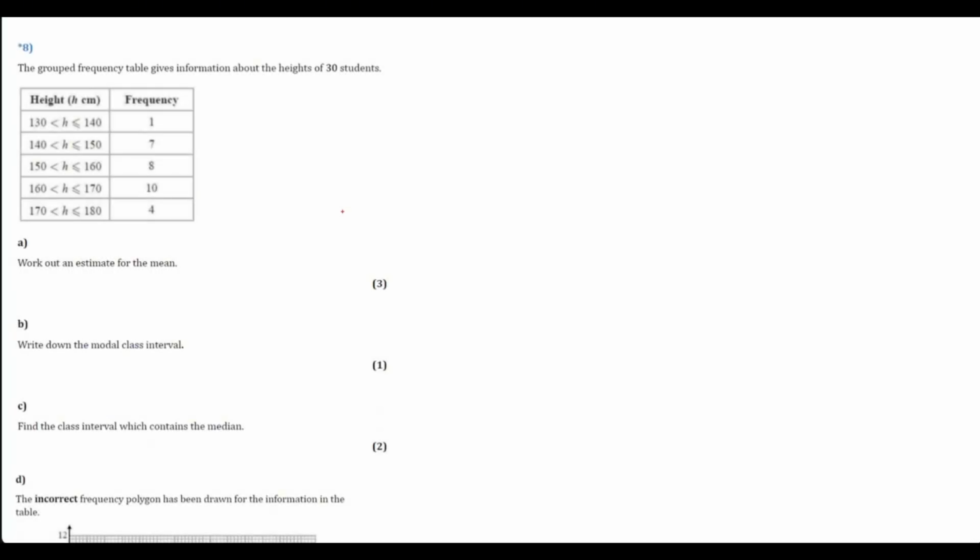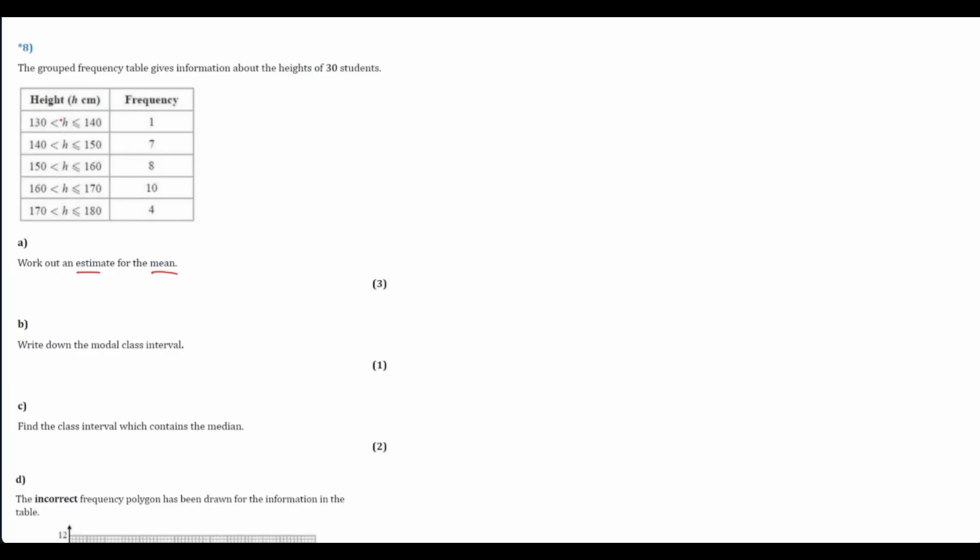Question number 8, calculator question. The group frequency table gives information about the heights of 30 students. Work out an estimate for the mean. So the reason why it's saying estimate is because, for example, if I go in this row here, there are 7 students that have a height between 140 and 150. But it's classified in grouped data. In other words, we don't know the exact height per student. So how do you work out a mean for this?